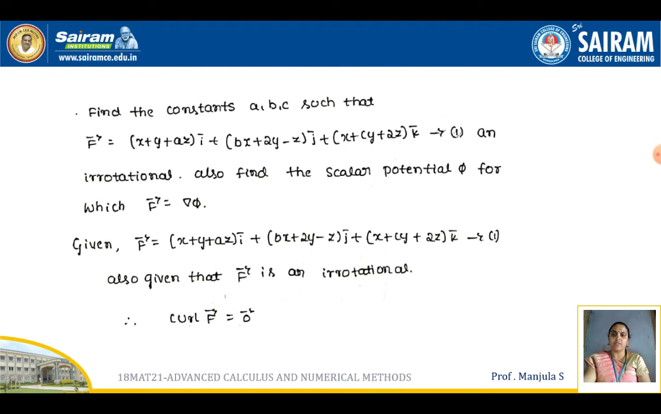Given vector f is equal to (x plus y plus az) i cap plus (bx plus 2y minus z) j cap plus (x plus cy plus 2z) k cap. So here in the question they asked us to find out the values of a, b, c. Clearly they have given that vector f is irrotational. So irrotational is nothing but curl f is 0.